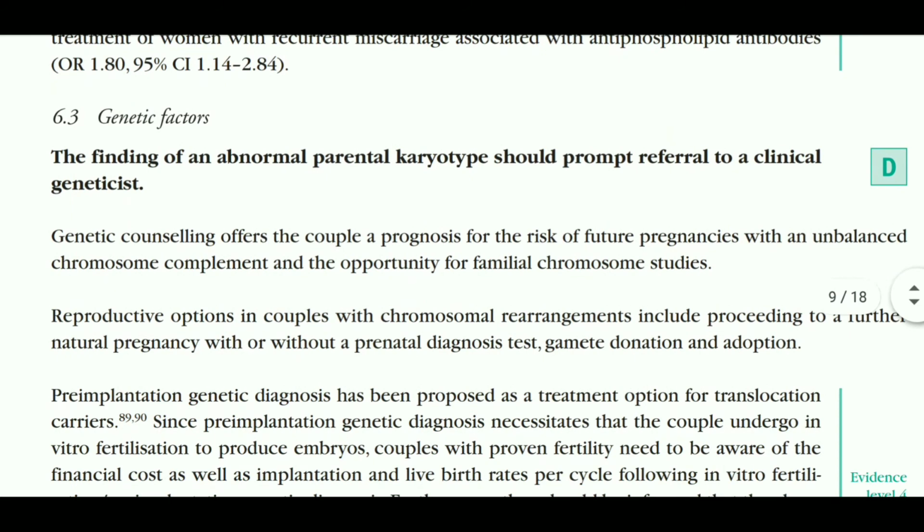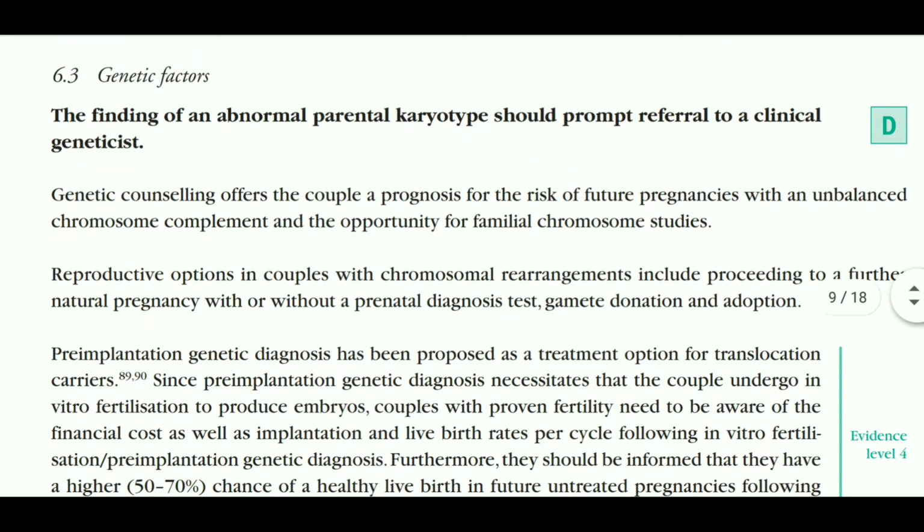Coming to the genetic factors. What should be done in case of an abnormal paternal karyotype? The finding of an abnormal paternal karyotype should prompt referral to clinical genetics. Genetic counseling offers a couple a prognosis for future pregnancies with unbalanced chromosome complement and an opportunity for familial chromosomal studies. Reproductive options for couples with chromosomal rearrangement include proceeding to a further natural pregnancy with or without prenatal diagnostic test, gamete donation, and adoption.